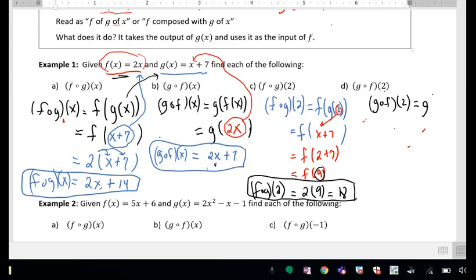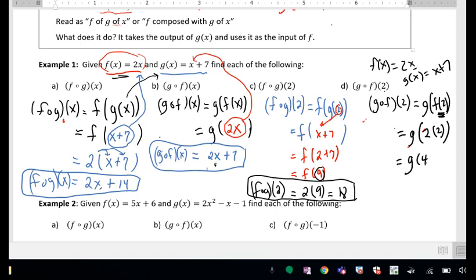So here we would have g composed of f of 2. For f of 2, we're going to replace the x with the number 2. Remember that the functions are f of x equals 2x and g of x is equal to x plus 7. So in the place of this x, I replace it with 2. 2 times 2 is 4. Now we're going to evaluate g of 4, so I'm going to plug it in for my x here. So I get 4 plus 7, which is equal to 11. So g of f of 2 is equal to 11.